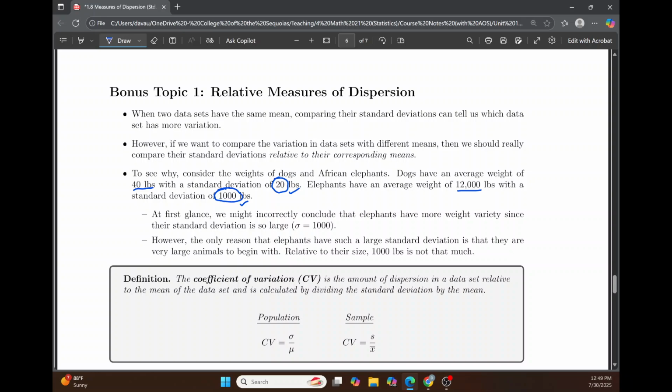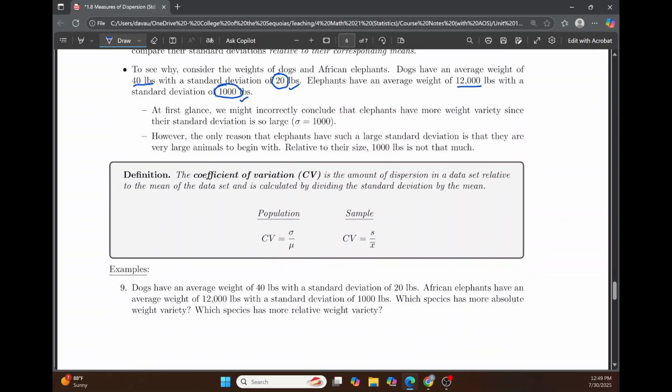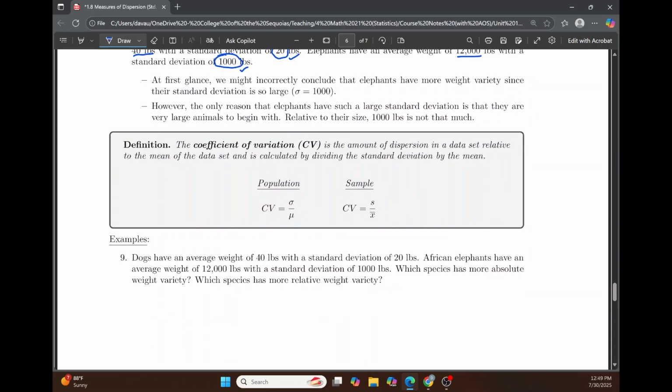So this leads us to discuss what's called the coefficient of variation, or CV. The CV is the amount of dispersion in a data set relative to the mean of the data set. It's calculated by dividing the standard deviation by the mean. If you had population data, you would do sigma divided by mu. If you had sample data, you'd do S divided by X bar. But either way, it's the same: standard deviation divided by mean.